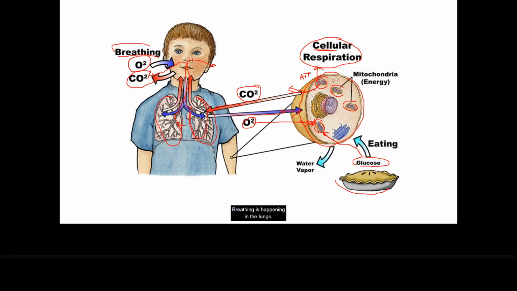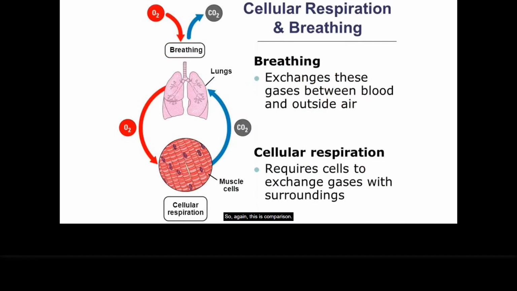Breathing is happening in the lungs, so between air in the lung and blood which circulates here there will be gas exchange, and oxygen from the air will move into the blood, and carbon dioxide from the blood will move to the air in the lung, and we will exhale it. So again, this is a comparison. Breathing exchanges gases, oxygen and carbon dioxide, between blood and outside air in the lung, and cellular respiration.